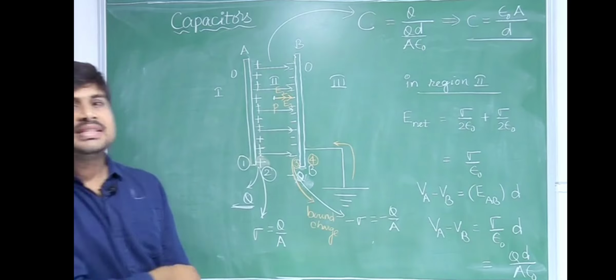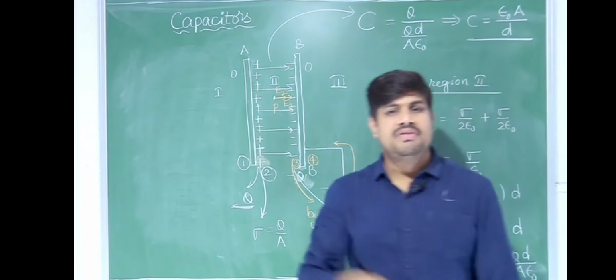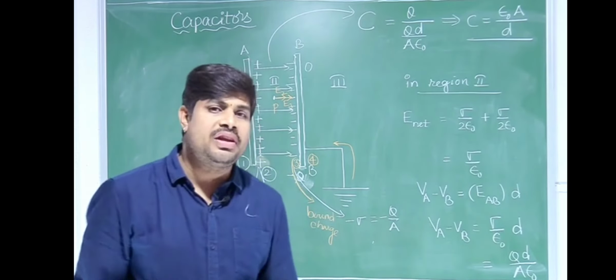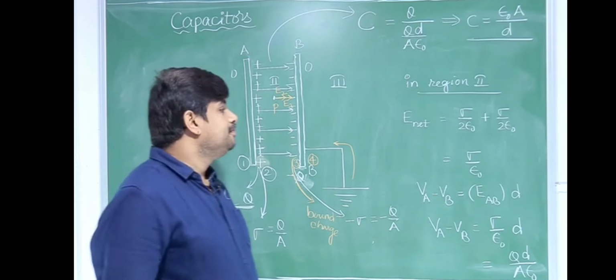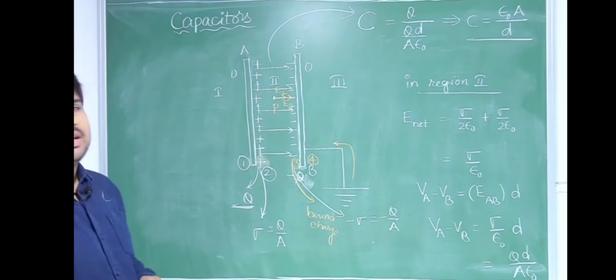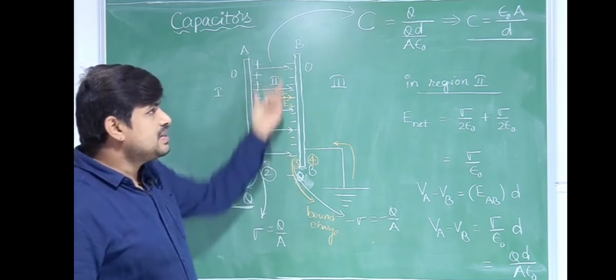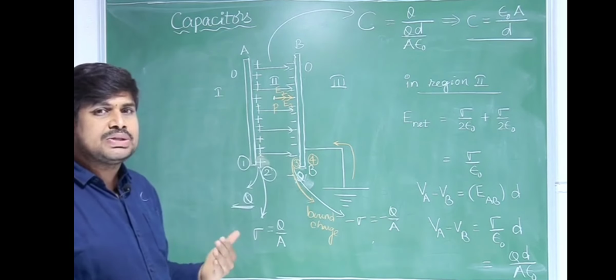See, previously the arrangement is different. Okay, the conductor B is not connected to ground. Here conductor B is connected to ground. You may ask, sir, for the previous one and for this one the capacitance is the same, no sir? Yes, the same. Here the capacitance is epsilon naught A by D. In the previous case also the capacitance is epsilon naught A by D.